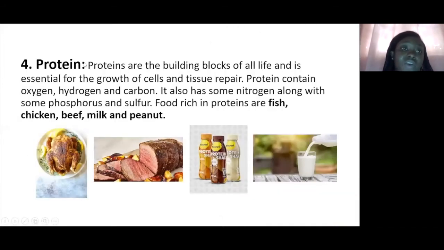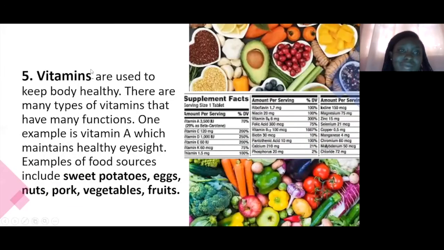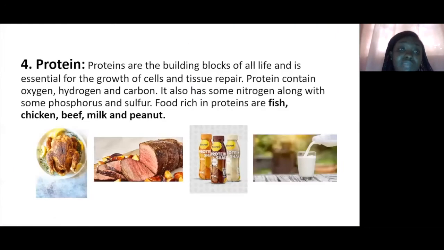Protein. You're always mega hyped to get to protein. I saw a lot of you mention protein, right? So proteins are the building blocks of all life, and it's essential for the growth of cells and tissue repair. Protein, the building blocks of all our cells, all of our tissue, all of our organs. Okay, so proteins are very important.